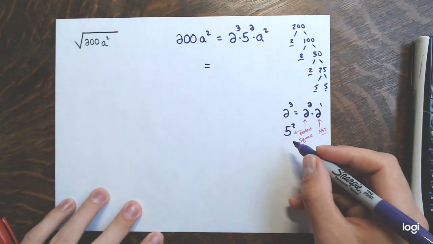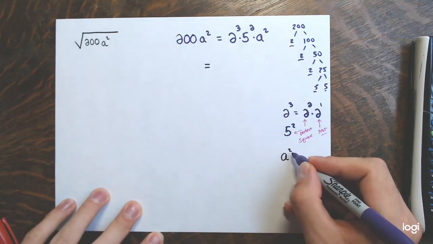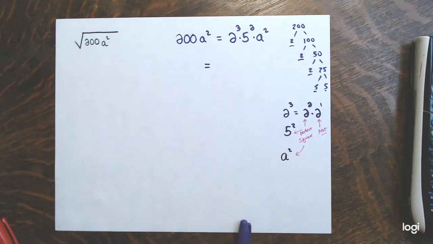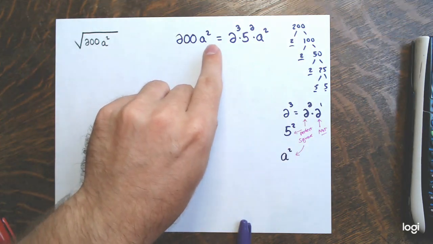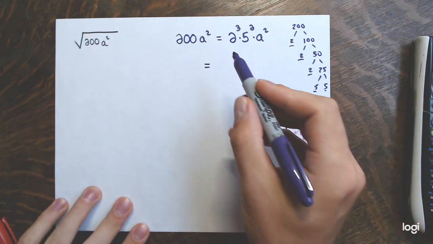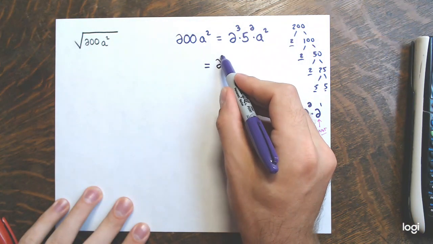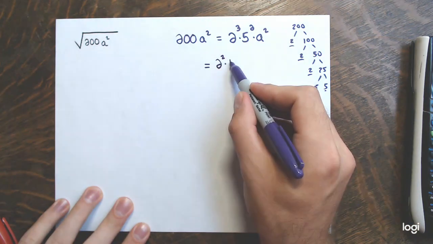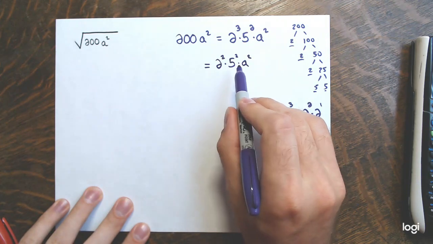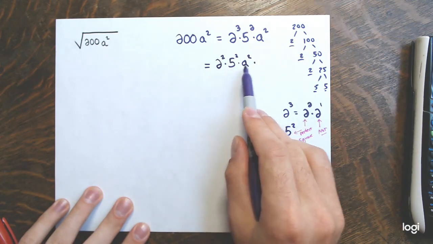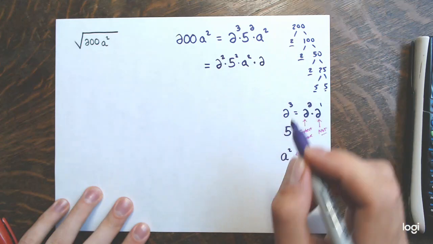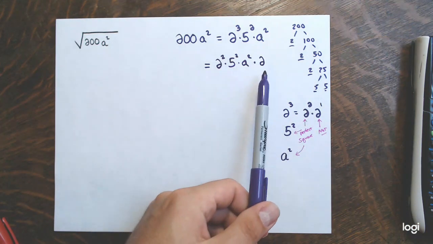And then a squared also has a power that's a multiple of 2, so it is also a perfect square. All right, so when we take our 200a squared and try to split it up into perfect squares and not perfect squares, the perfect squares are 2 squared times 5 squared times a squared. I like to put the perfect squares first, and then the non-perfect square. Well, the only one of these that was not a perfect square was 2 to the first. So just times 2.